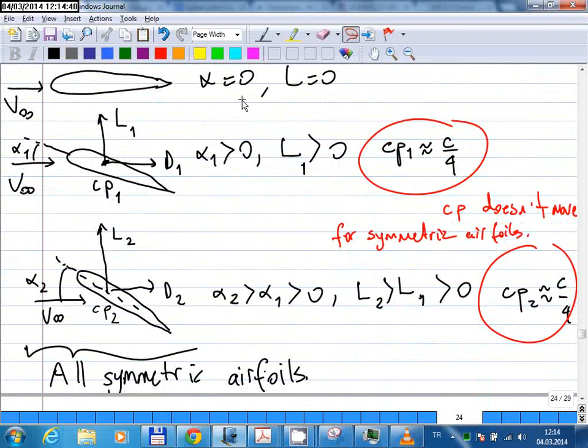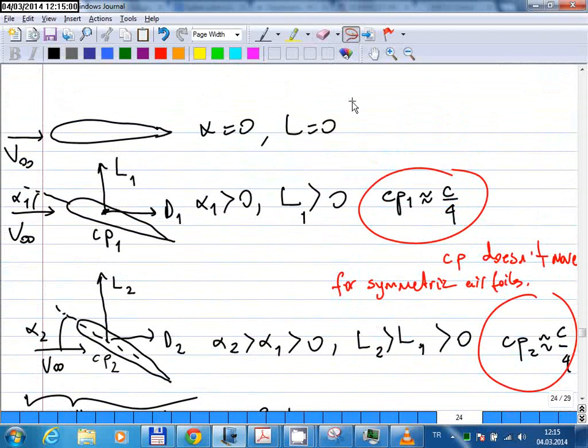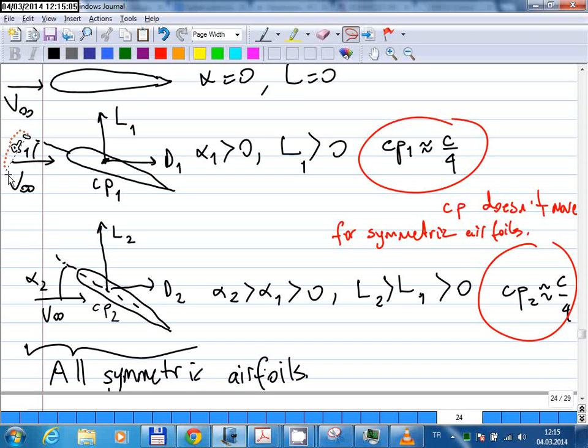So again, this is not really a nice drawing, but if you read through it, it explains what I'm trying to say here. So these are all supposed to be symmetric airfoils, even though it's hard to claim that. This is a symmetric airfoil at zero angle of attack, so the lift force is zero. If you have a positive angle of attack, then there will be a positive lift force here, and there will be some drag force. So a positive angle of attack gives you a positive lift force.